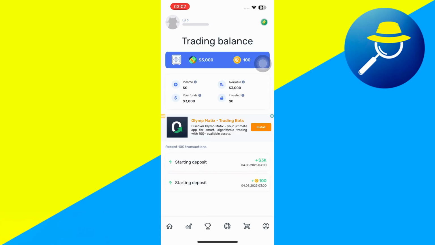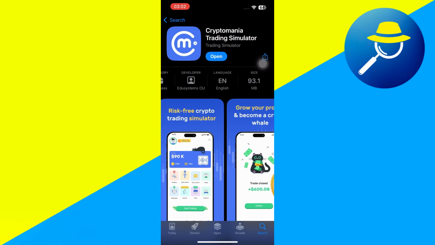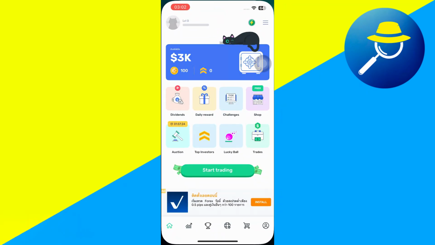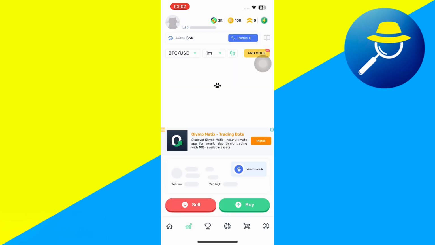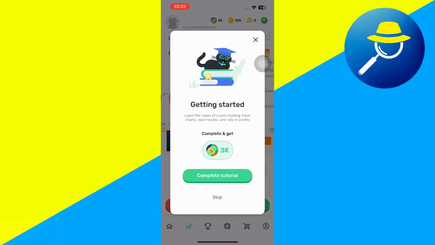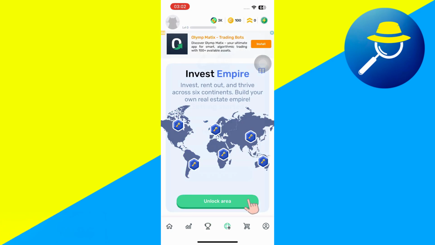Let's break it down. The full name of the app is Cryptomania, the trading simulator, which already hints that it's not a real trading platform. It's built for educational and entertainment purposes only, and it doesn't involve any real money transactions. Everything you see, from the funds to the price movements, is part of a simulated environment.